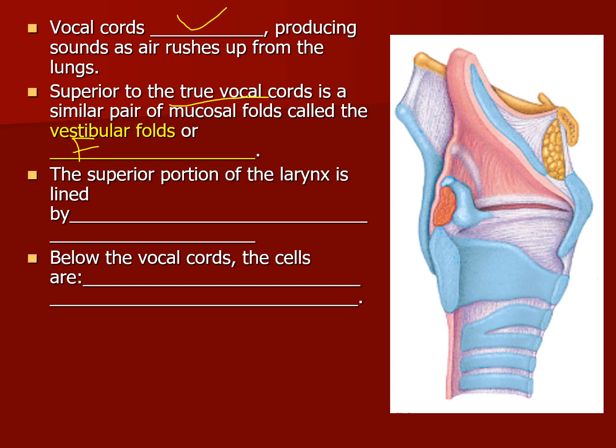The superior portion of the larynx is lined by stratified squamous. We talked about that. That's that food or air. So stratified squamous up here, right? We're above the vocal cords. And below the vocal cords, what do we have? Once we pass through here, we have pseudostratified, right? So above, stratified squamous, below, pseudostratified, right? So food and air up here, just air down here, right? Hopefully that helps a little bit there.